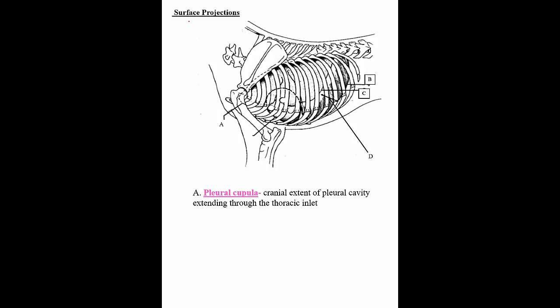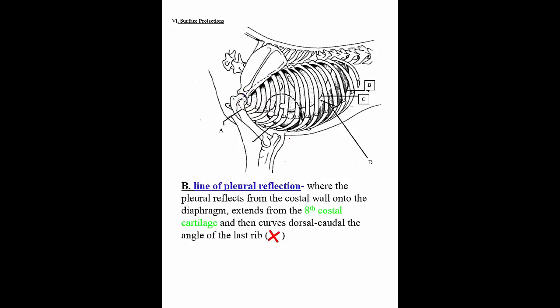Let's go over some surface projections then of the thorax. These are very clinically relevant. To begin with, let's talk about the pleural cupula. The pleural cupula is this purple line extending cranially through the origin of the thoracic inlet. This is the cranial extent of the pleural cavity through the thoracic inlet. It's referred to as the pleural cupula.